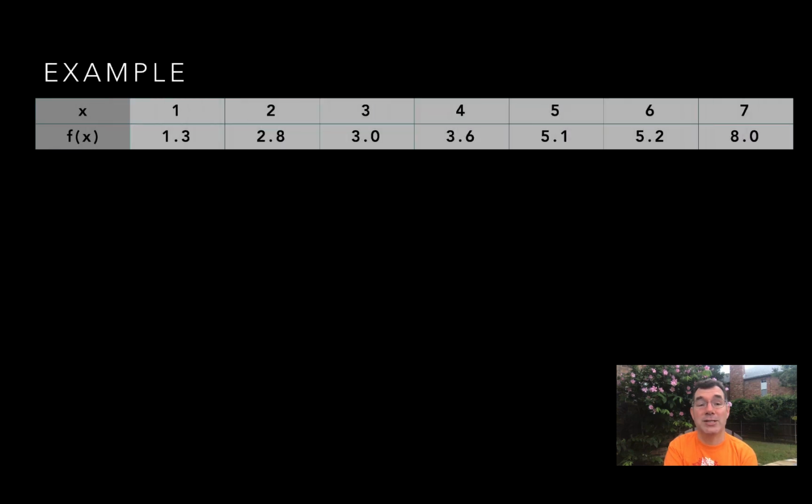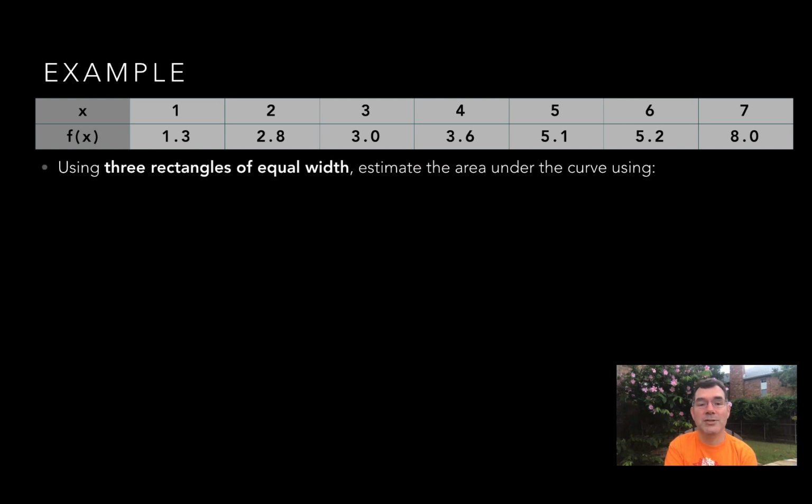So the best way to do this is to look at an example. There's a table right here, and I don't really know what the graph looks like. All I have is some points, x and y, that are on the curve somewhere. Okay, so my prompt is, using three rectangles of equal width, estimate the area under the curve using a left Riemann sum first of all.